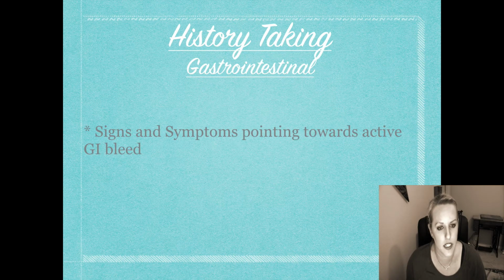For your gastrointestinal, the one thing that we're really, really concerned about are any signs and symptoms that are pointing towards an active GI bleed. So any blood in the stool, are you vomiting up blood? And if there is blood in the stool, see if it's a coffee ground emesis or if it's a bright red type of blood.